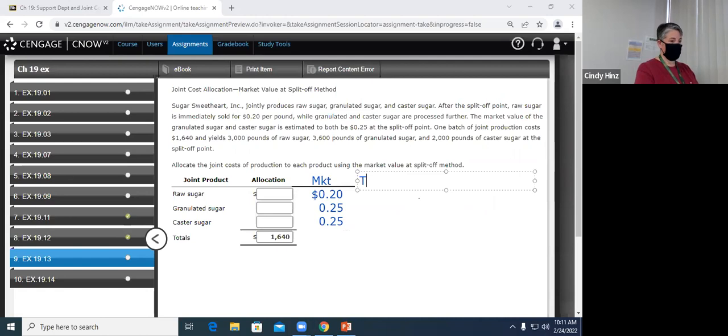So the total market value, whoops, give myself enough room here. The total market value, raw sugar, we have 3,000 pounds. 3,000 pounds of raw sugar at 20 cents per pound. The total market value then is $600. Granulated sugar, 3,600 pounds.